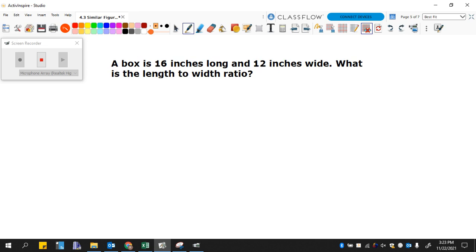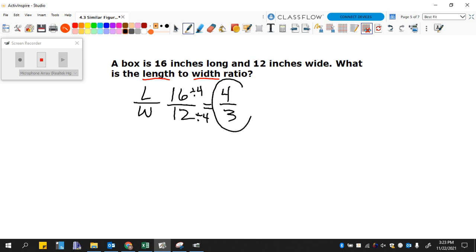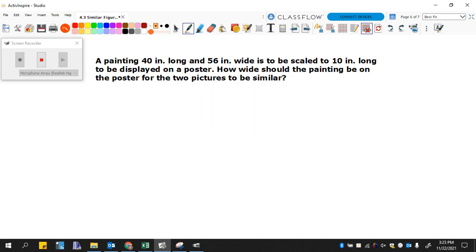A box is 16 inches long and 12 inches wide. What's its length to width ratio? I'm going to do length to width. Length is 16 and width is 12, and then I'm just going to reduce it down, either manually or in your calculator. 4 goes into both of them: 16 divided by 4 is 4, 12 divided by 4 is 3, so we end up with a 4:3 length to width ratio.